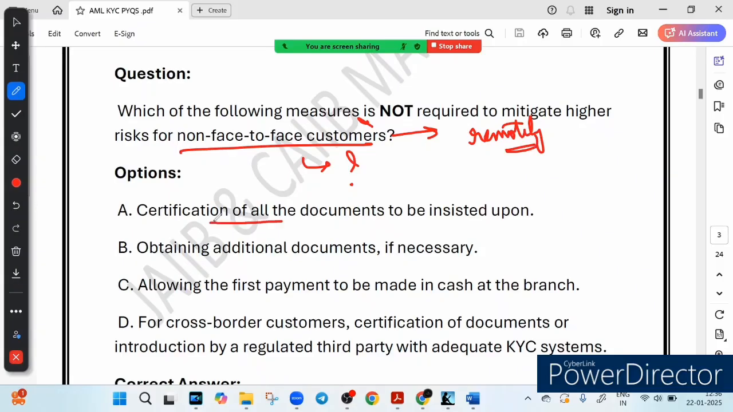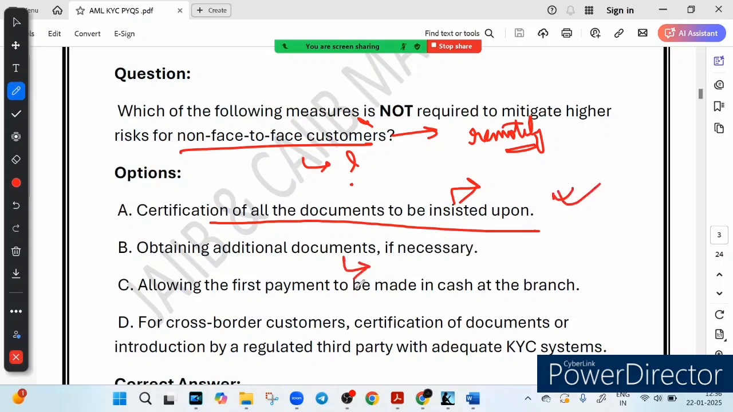Option A says certification of all the documents to be insisted upon. So this is absolutely essential. The bank needs to verify that the documents provided are real. Think of it as a security check, right? This is required. Option B says obtaining additional documents if necessary.